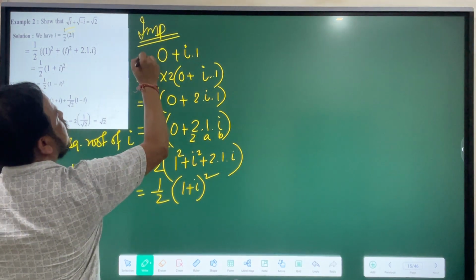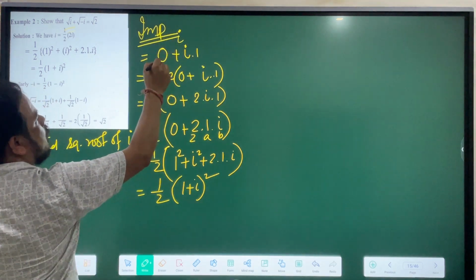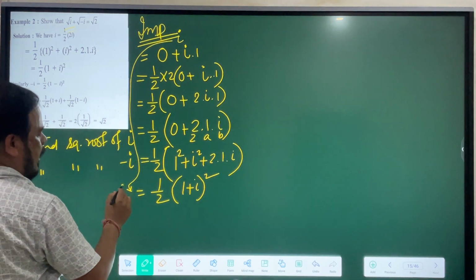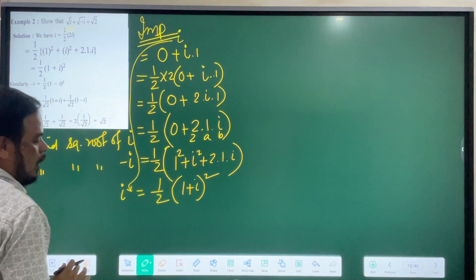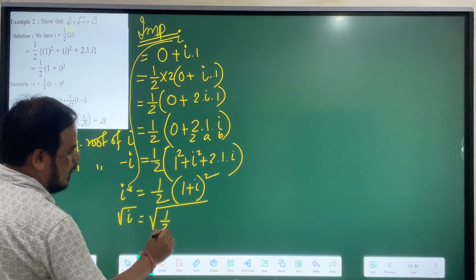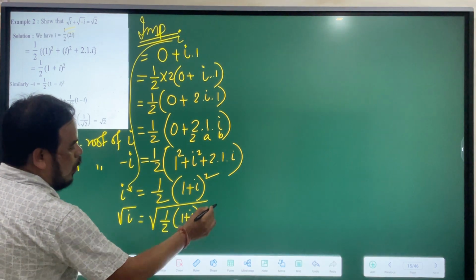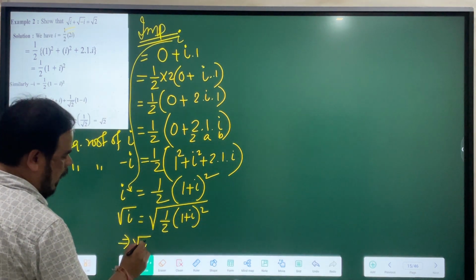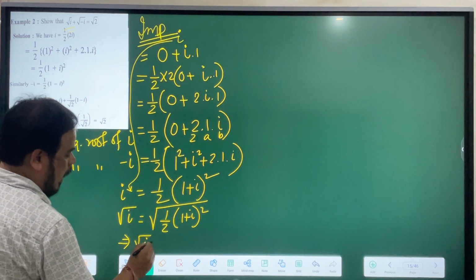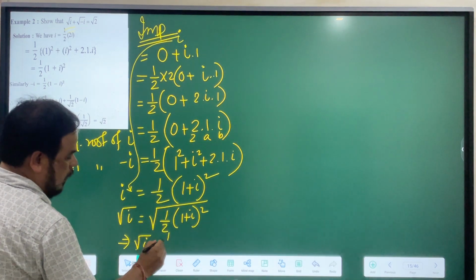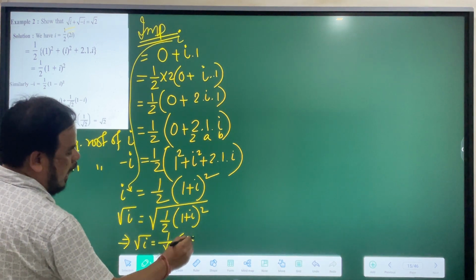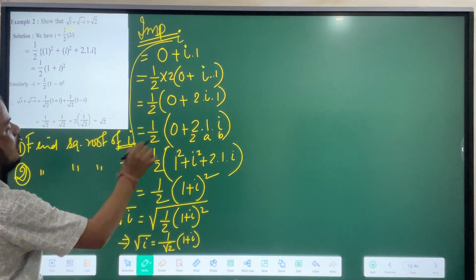From i we have got this. From where have we got this i? i means half of 1 plus i whole square. So for the square root of i, on both sides we will put the square root of half times 1 plus i whole square. Let us write again: the square root of 1 is 1. The square root of root 2 is root 2 only. The square root of 1 plus i whole square is 1 plus i, square root cancels. So we have found the square root of i.